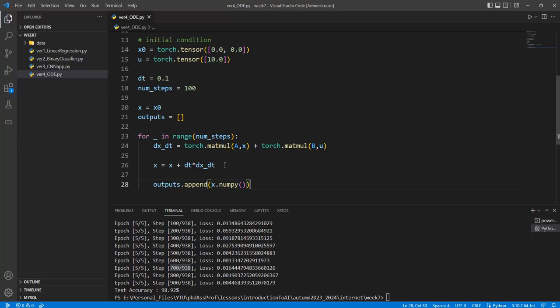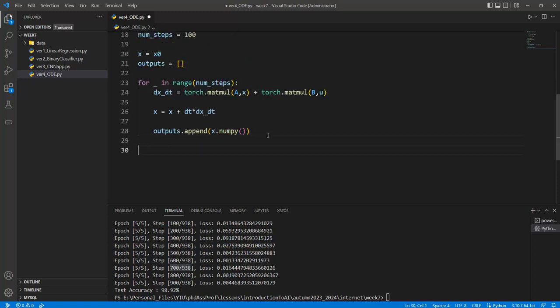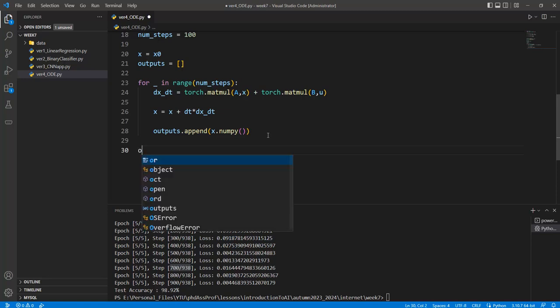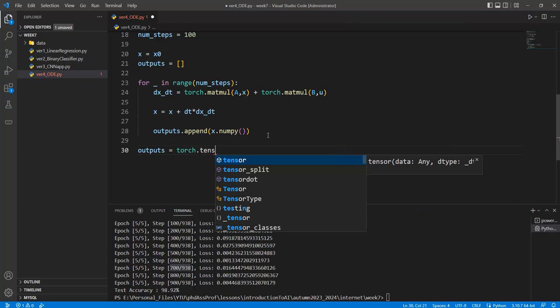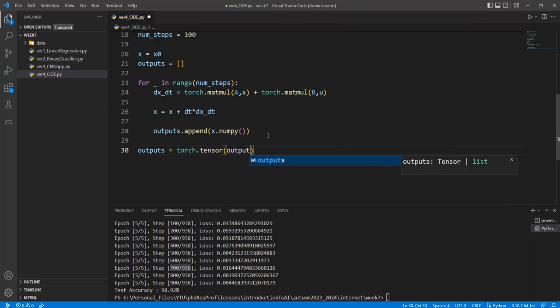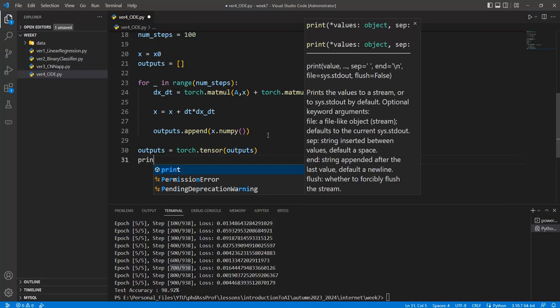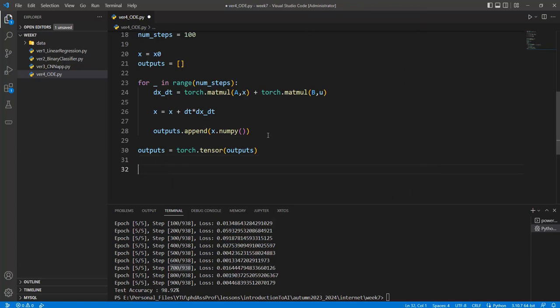We can turn everything to NumPy. After that, we can assign the output to the torch tensor outputs, right? And print, so we don't need this print in here. Visualize the results in here.